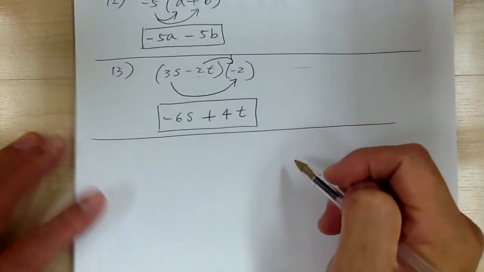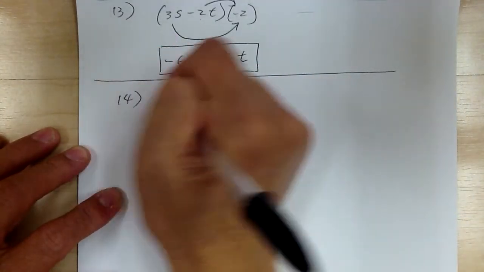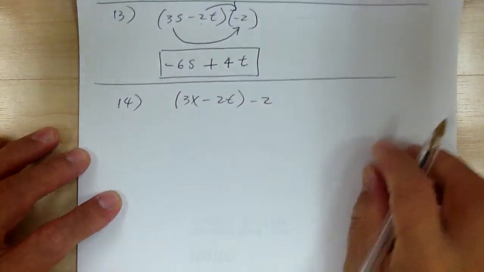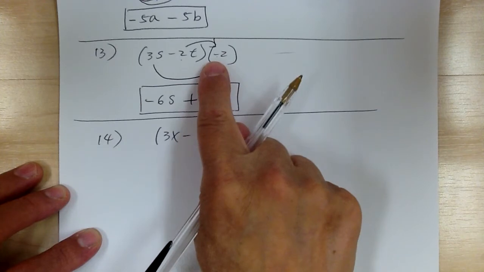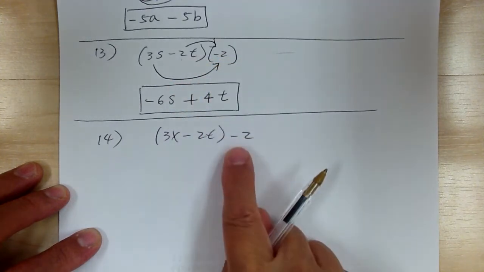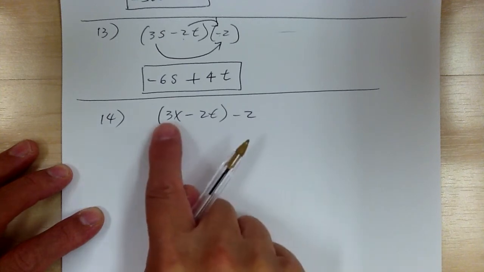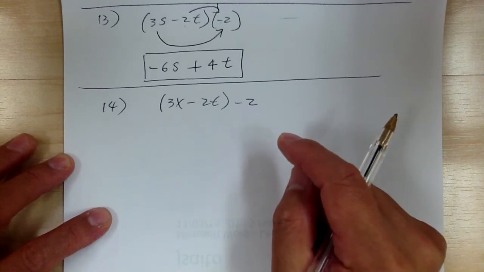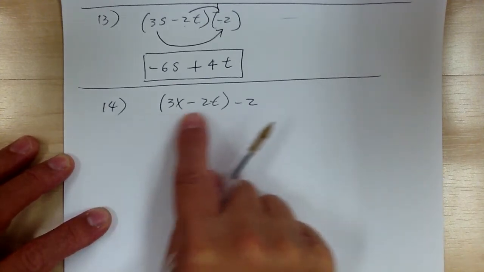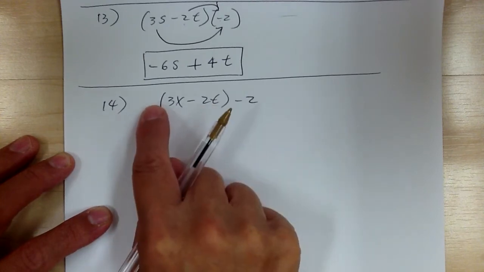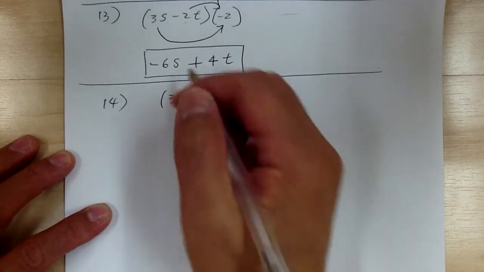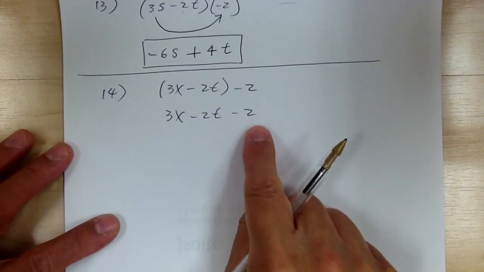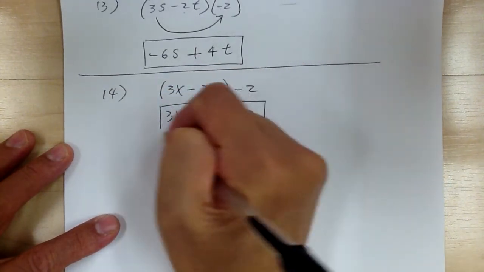Okay, let's go to number 14. Number 14, you have 3x minus 2t minus 2. Now notice that the two are different, right? When you have parentheses like this, it is a multiplication. For this one, this is subtraction. So you have to do the parentheses first. So to simplify this, again, you have to go through your order of operations. You have to undo the parentheses first. And to undo the parentheses, you multiply by the number in front. In this case, it's 1. Okay, so you're going to get 3x minus 2t minus 2. And after that, you look for like terms. This one you cannot. There's no like term to combine, and so this is it.